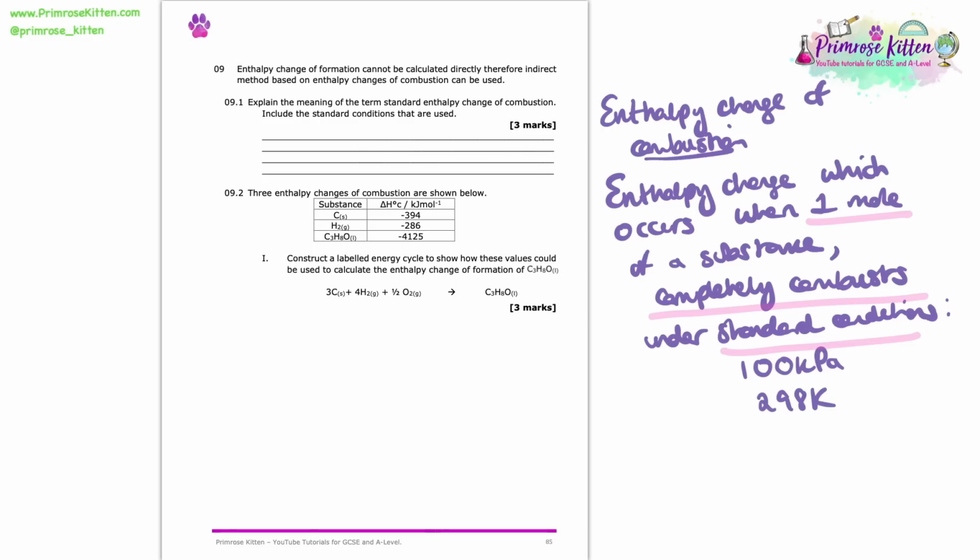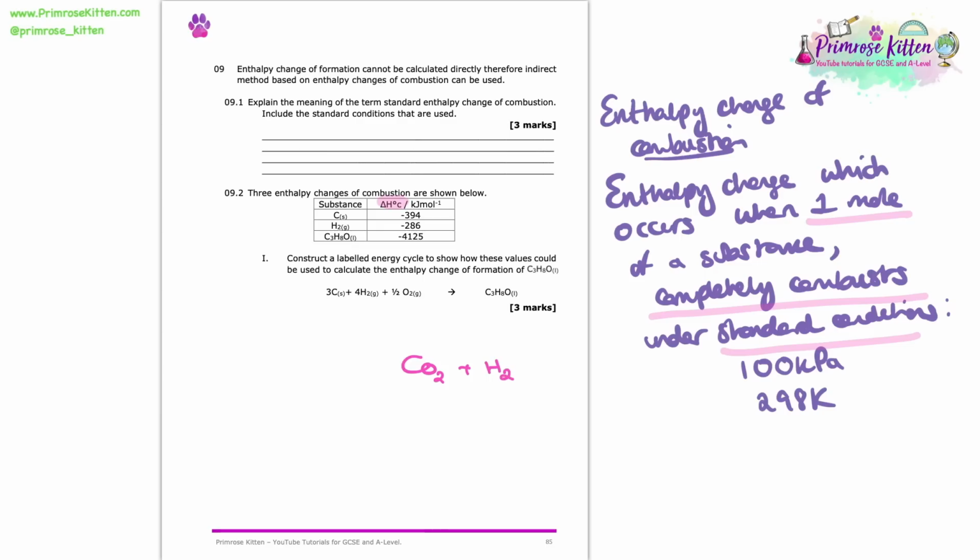So now we're told that we have 3 enthalpy changes of combustion. And remember, it's always the data that's given that matters. It's not the actual thing they're asking in the question, it's that data. So here we're asked to construct a labelled energy cycle to show how these values could be used to calculate the enthalpy change of formation of C3H8O. So, like we said, all that matters is the data that's given.